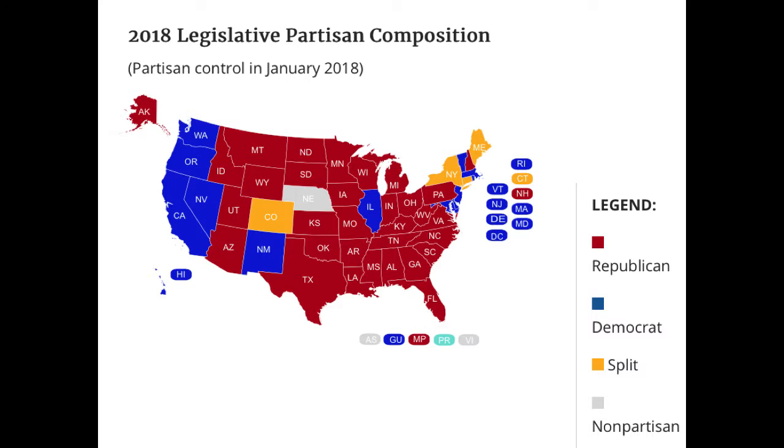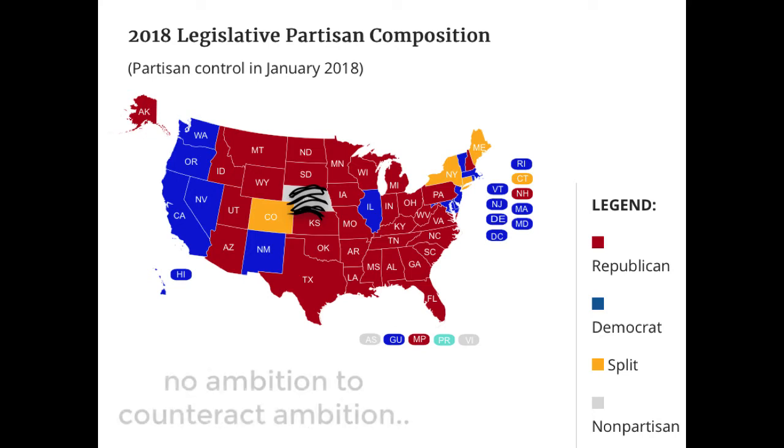Only 4 states have divided government in the entire country. And Nebraska has a nonpartisan unicameral legislature, meaning that members technically don't belong to a political party, so we're just going to ignore them for now. But what does all of this mean? What is the point? As of 2018, 32 state legislatures were controlled by the Republican Party, and 13 state legislatures were controlled by the Democratic Party.